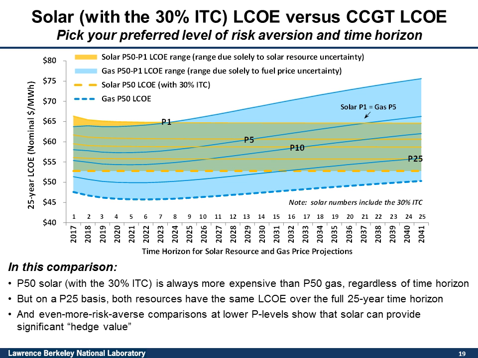Here we see a solar comparison. So this is a utility scale PV project with the benefit of the 30% investment tax credit, or ITC, and it's being compared to the LCOE of a combined cycle gas generator. In this case, solar is always more expensive than gas on a P50 basis, regardless of the time horizon shown. But if you move away from P50 and consider the possibility of worse than expected outcomes, then solar offers some significant hedge value.